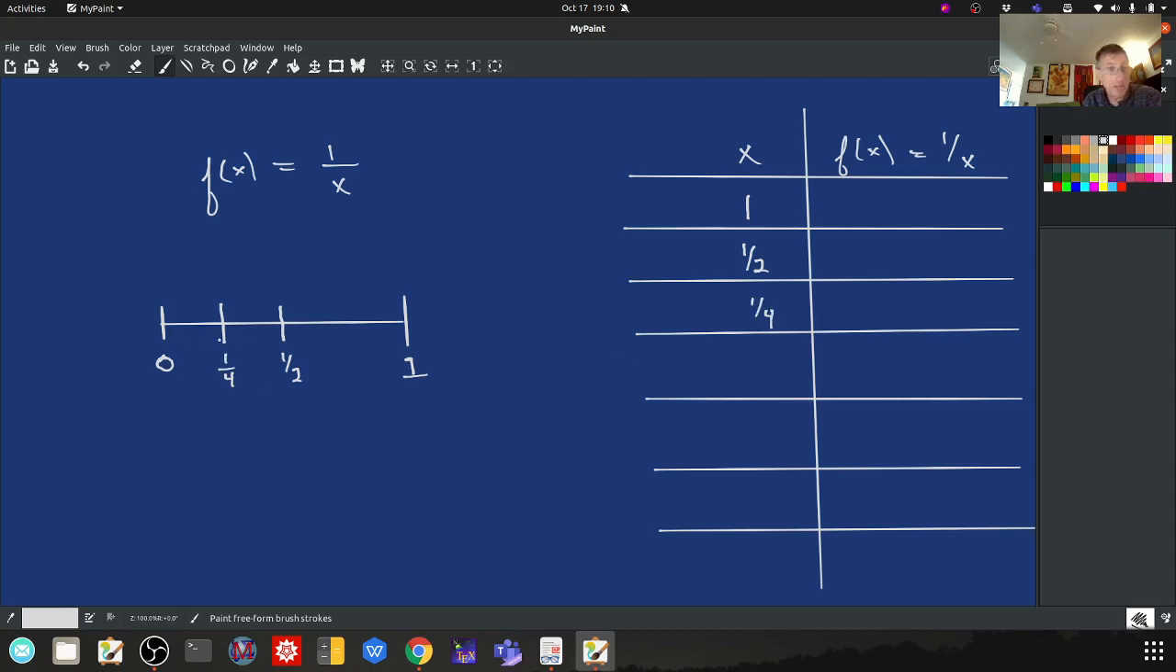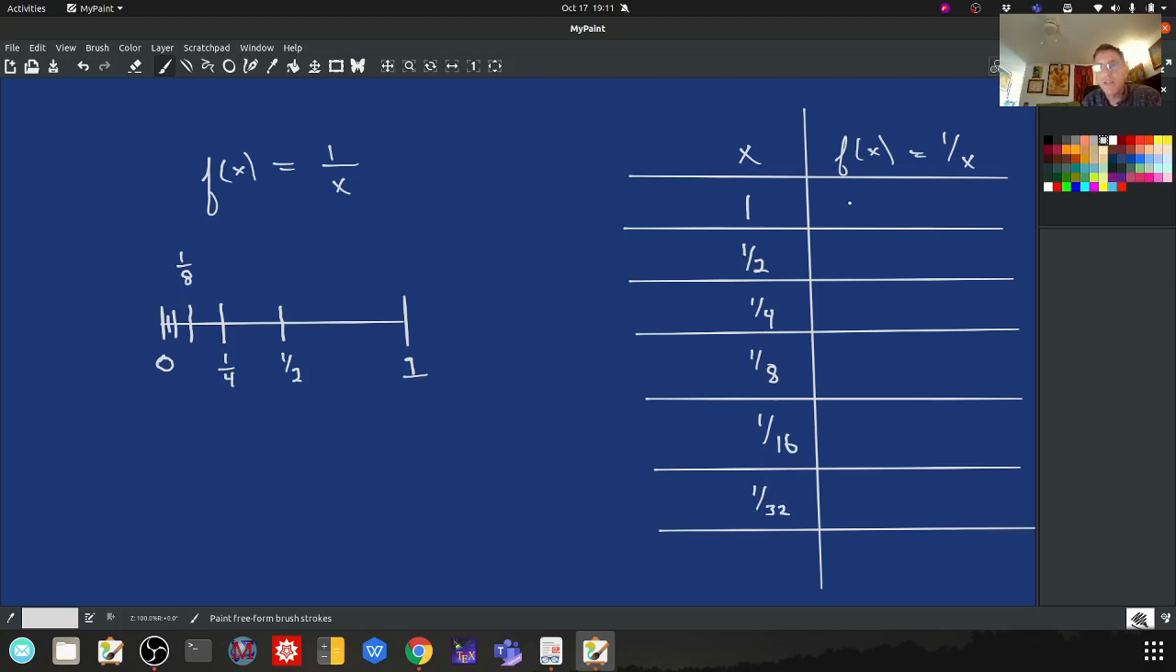Now notice I am getting closer and closer to 0 as I do this. So now I'm going to divide that in half again, and that gives me 1 eighth. Now I'm going to divide 1 eighth in half again, and that gives me 1 sixteenth. And this process continues on. Notice I get closer and closer to 0 each time, but that approach slows down.